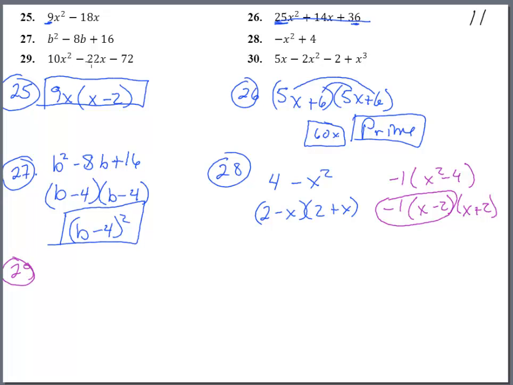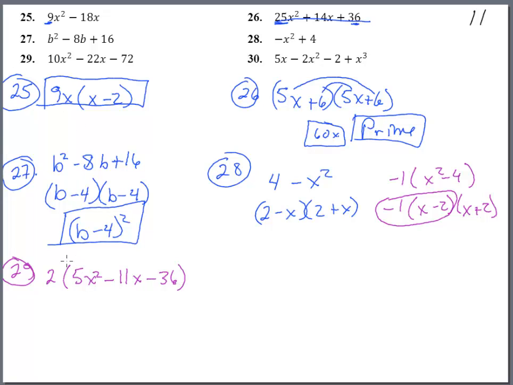10x squared minus 22x minus 72. Can we pull anything common out? I believe we can. There's a 2 there at least. This will give us 5x squared minus 11x minus 36. Ooh, the only way we're going to do this one, that's a perfect square, but this one's not.